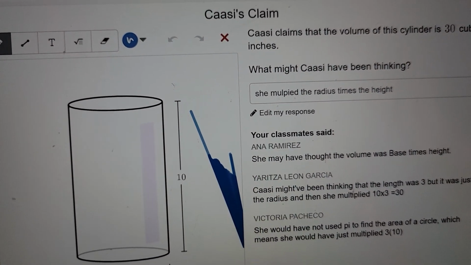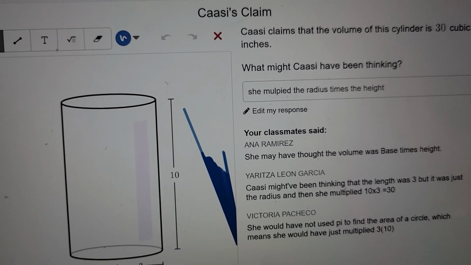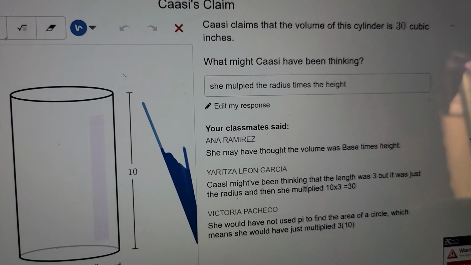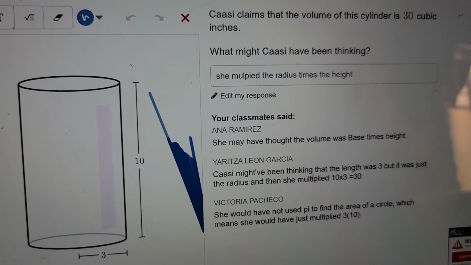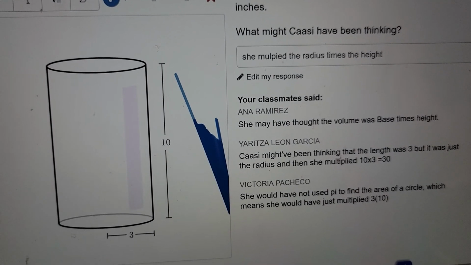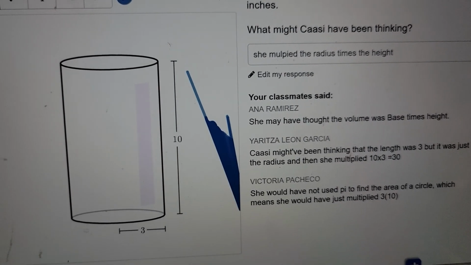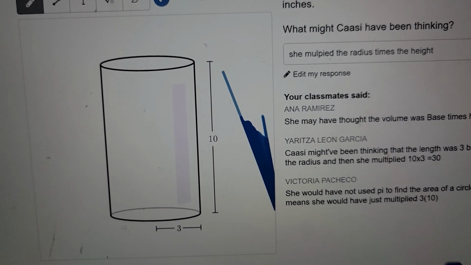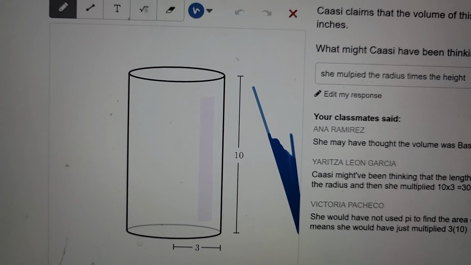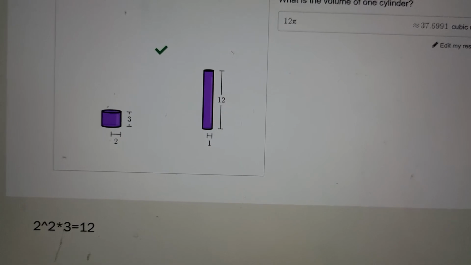So here's another one. So it's having me correct a claim. So Casey claims that the volume of the cylinder is 30 inches. What might Casey be thinking? So she multiplied the radius times the height. So it's 3 times 10, which is 30, which we know isn't the volume of the cylinder, as we discussed earlier.